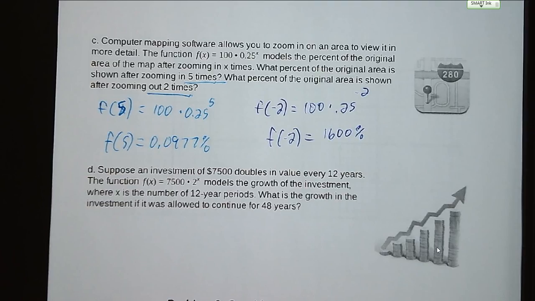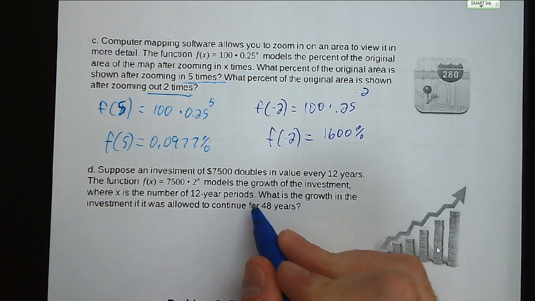All right. Letter D, suppose that an investment of $7,500 doubles in value every 12 years. The function f of x is equal to 7,500 times 2 to the x models the growth of the investment, where x is the number of 12-year periods. What is the growth of the investment if it was allowed to continue for 48 years?